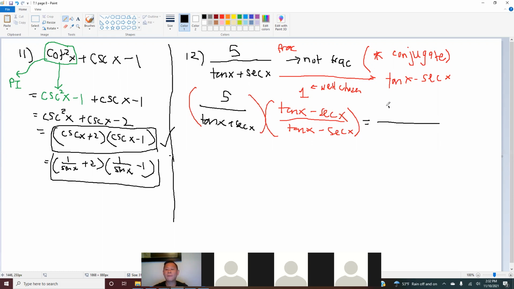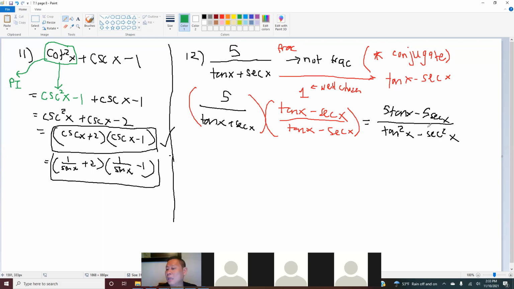So this, you will get 5 times tangent x minus 5 times secant x, because I just distribute my 5. This you have to FOIL in your denominator. You need to FOIL it. The good news is your middle term will cancel because one of them is positive, one of them is negative. So you will just get tangent square x minus secant square x. So when you FOIL this, you will get tan square minus secant square.